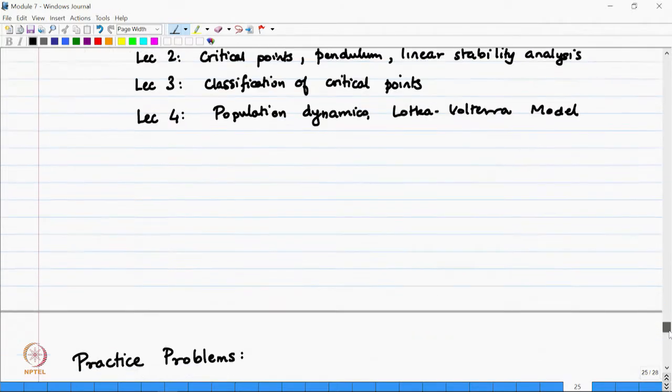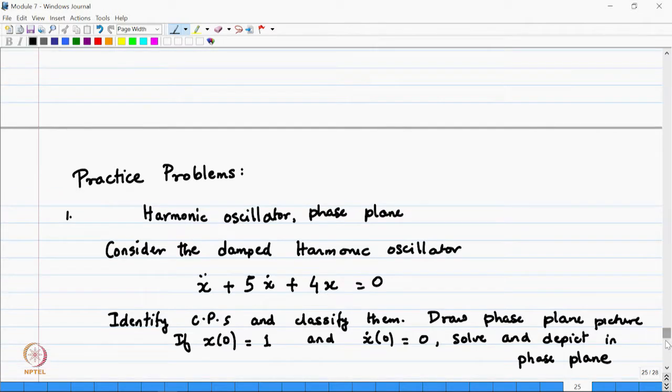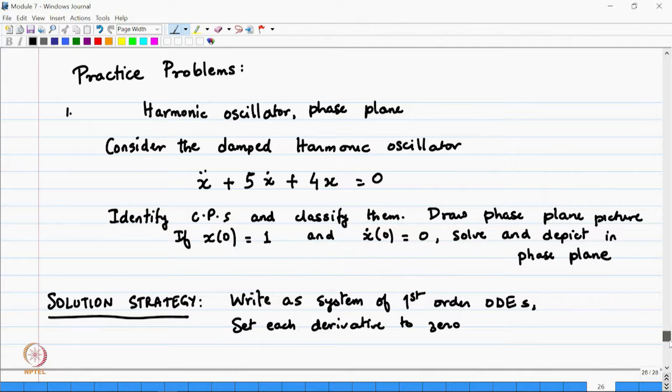The first problem that I want to do involves the harmonic oscillator, and I have asked you to draw the phase plane of this harmonic oscillator. So, consider a damped harmonic oscillator given by this equation, x double dot plus 5 x dot plus 4 x equal to 0. Identify the critical points and classify them. Draw the phase plane picture. If x of 0 equal to 1 and x dot of 0 equal to 0, solve and depict in phase plane.